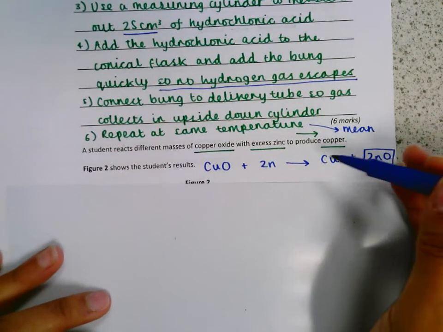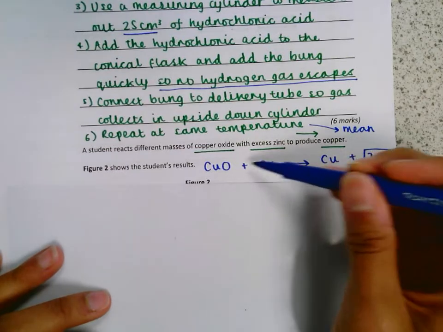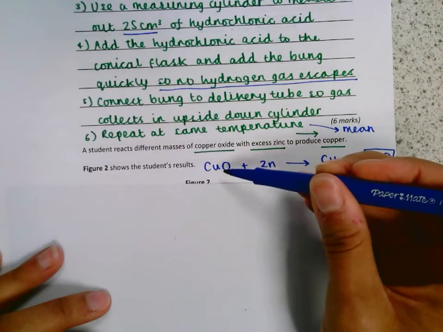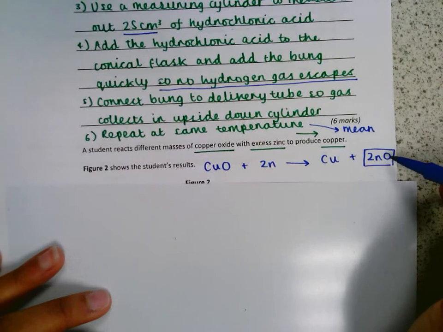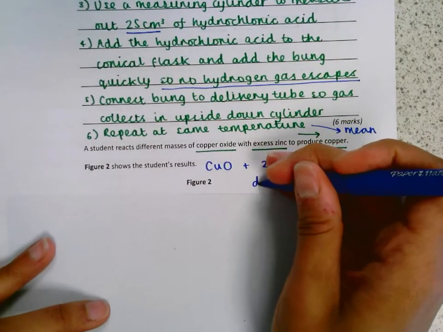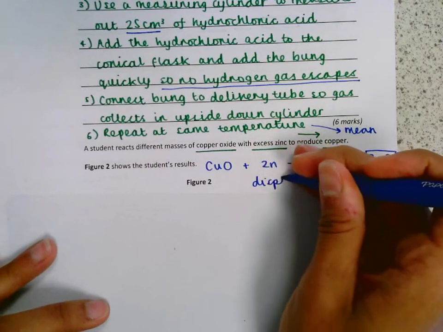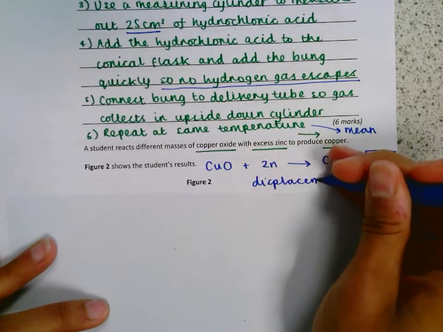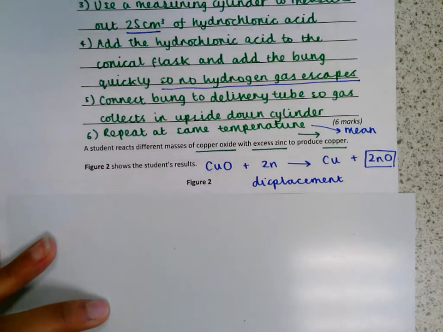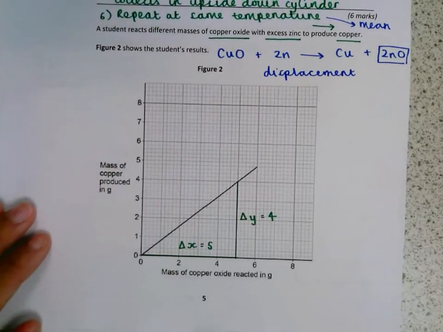Here, the zinc has displaced the copper from its compound with oxygen, so that zinc is now in the compound with oxygen. This is displacement, and it can occur because zinc is higher up than copper on the reactivity series, so it's more reactive than it. Here we've got a graph.